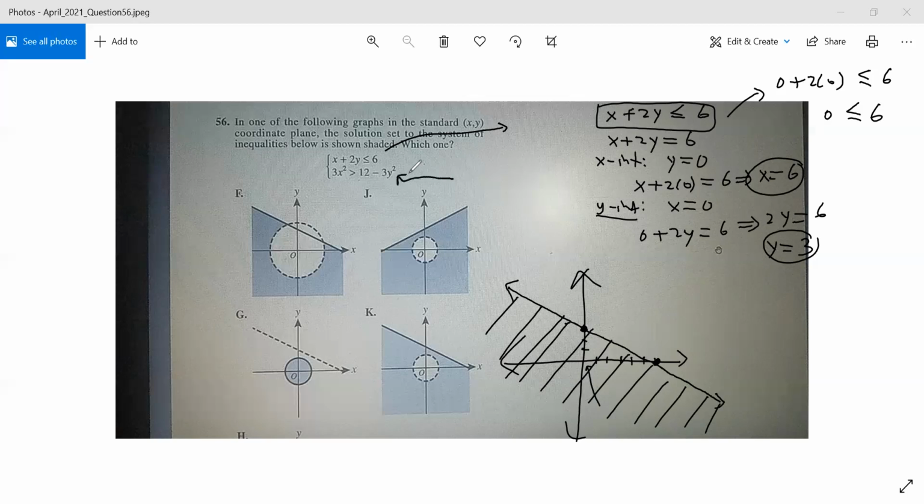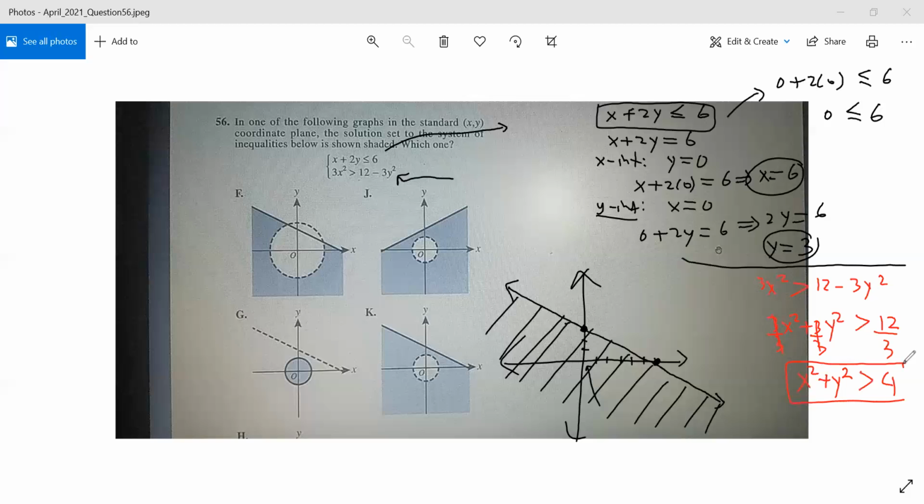Now, similarly, we can take care of the second inequality. Let me do that over here, and I'm going to use a different color for this. So we have 3x squared bigger than 12 minus 3y squared. Now I can just add 3y squared to both sides, and this will be 3x squared plus 3y squared strictly bigger than 12, and just divide each of this by 3, since it's a common factor. So when you divide it, you will get this circle, right?